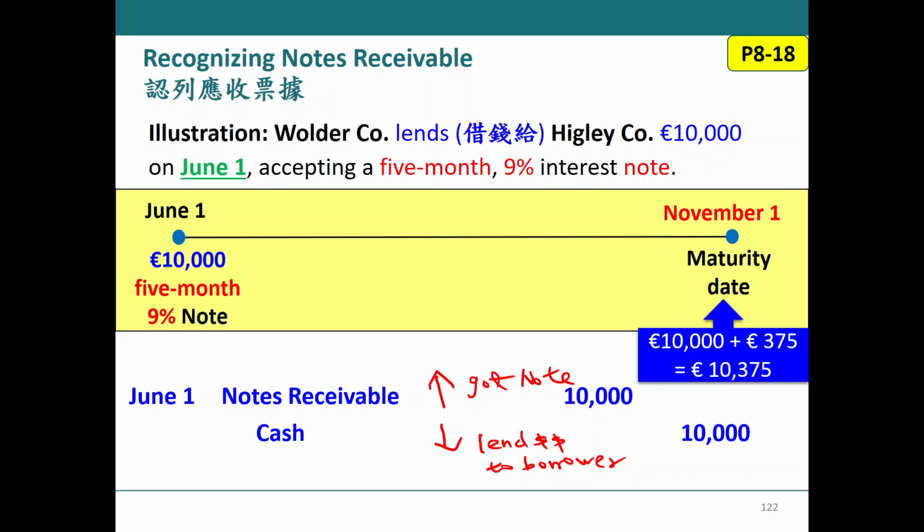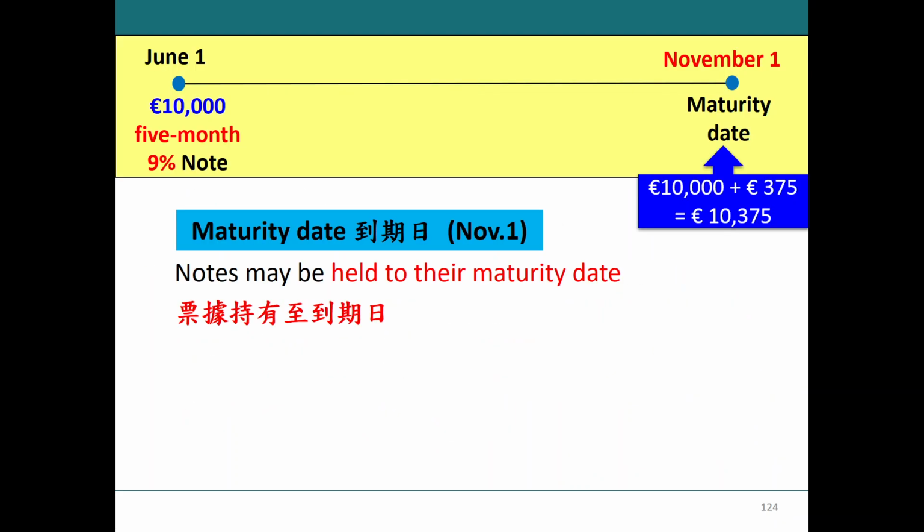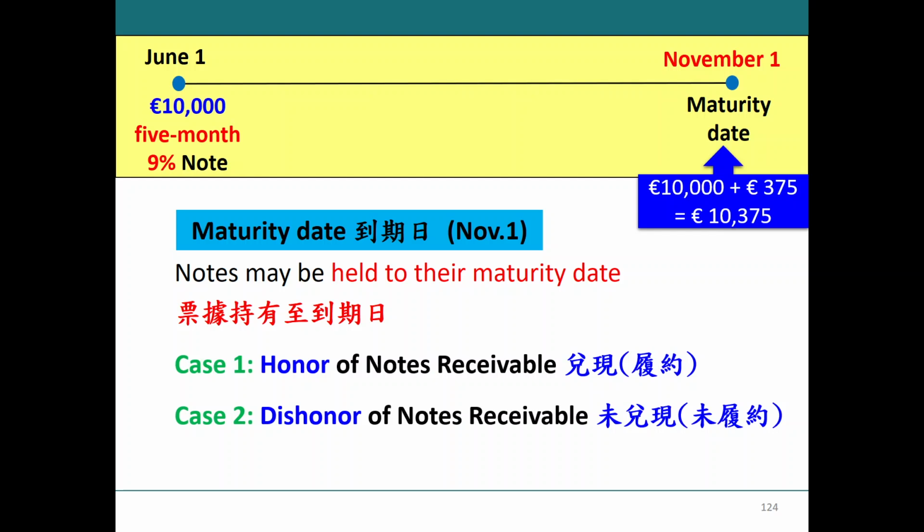Do we need to consider interest? We don't need to. Why? Because it's the first day. So the time is the key factor, right? So only on the first day, we don't need to consider interest. Okay? Then, after 5 months, time passed, interest is incurred, right? So how much money did you get? Principal $10,000, interest $375. Okay. So on maturity day November 1st, you got what?